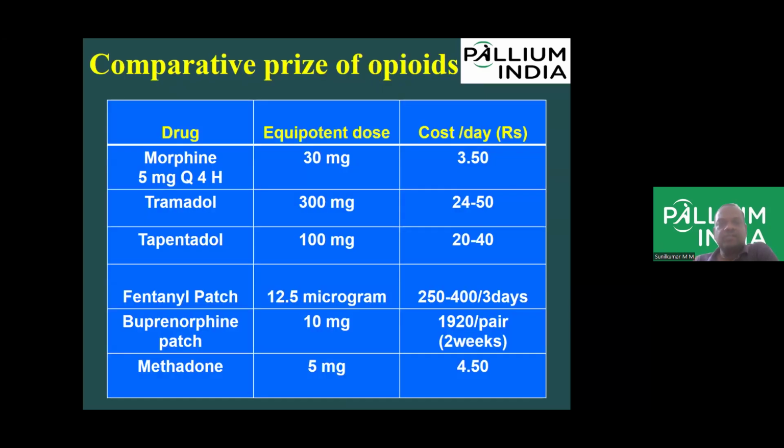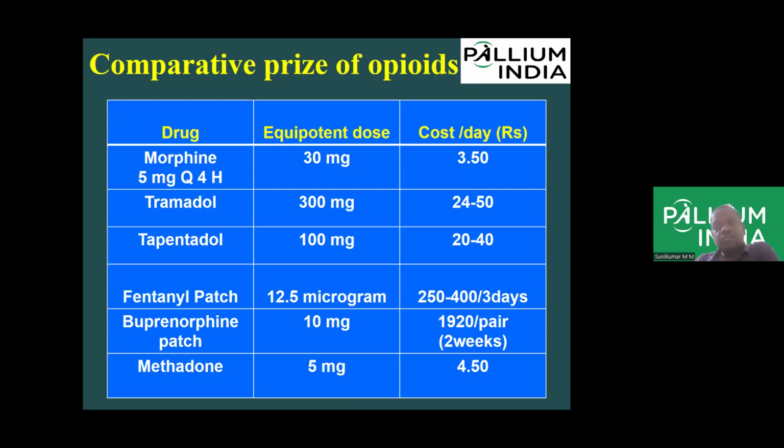And now I would like to give the prices of different opioids available to us. Suppose a patient is taking 5 milligram of morphine every 4 hourly. So the total dose would be 30 milligram per day. And if you look at the cost per day, that would only be 3 rupees 50 paise.